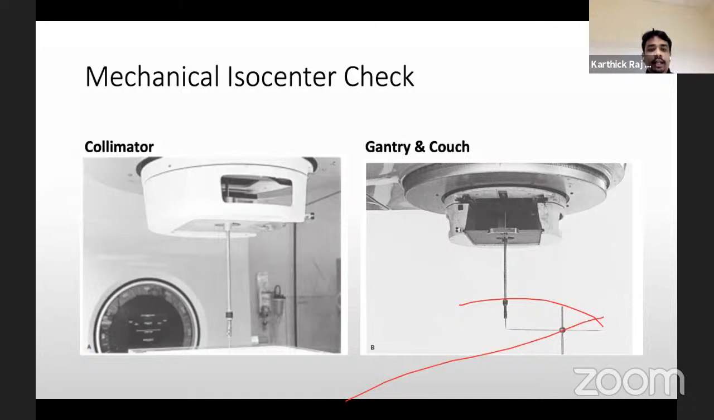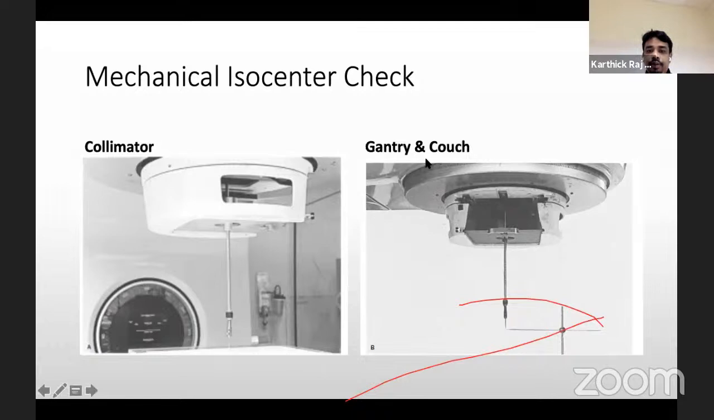When you accept the machine, you document these values. I did an acceptance test, I did a QA of collimator rotation, and when I accepted the machine it was 0.1 or 0.2 millimeters. After 1 year, when you do the annual QA, you cross-check with your baseline value, whether it is still within 0.1 or 0.2 millimeters or the quality of your rotation accuracy has declined. So whenever you accept the machine, all this data has to be documented properly and kept as a baseline.